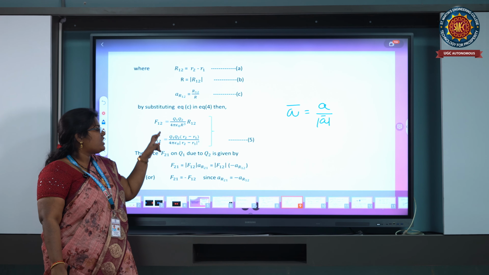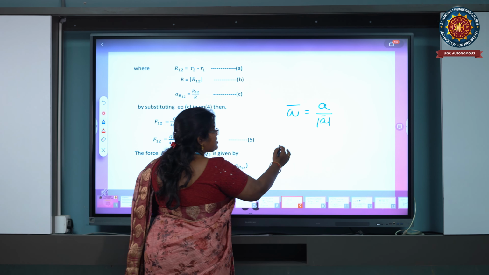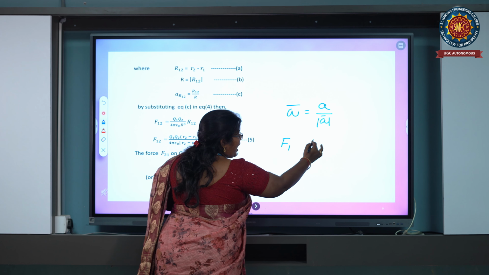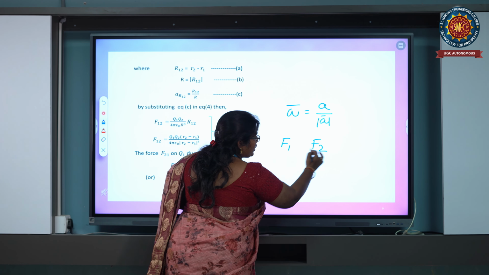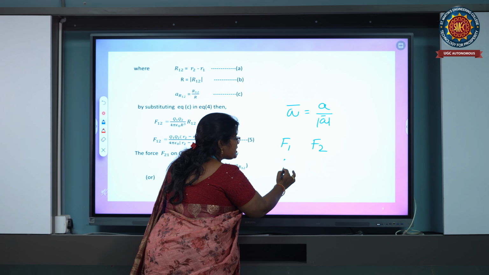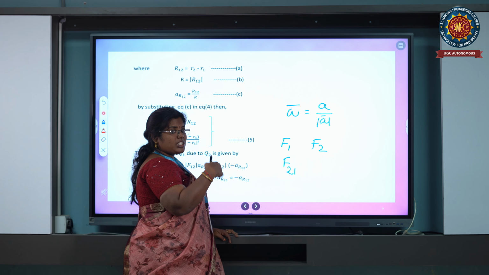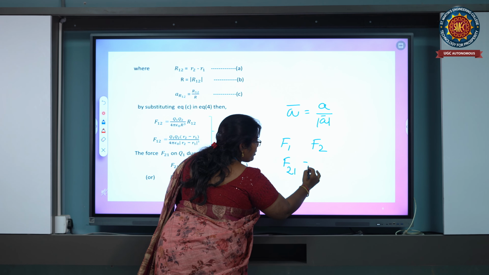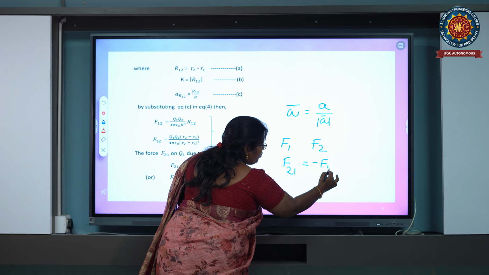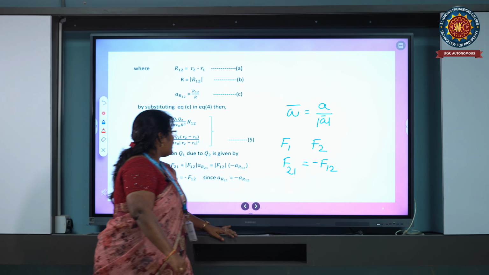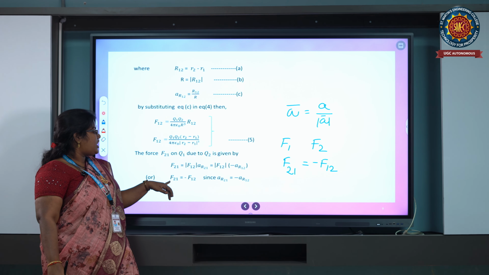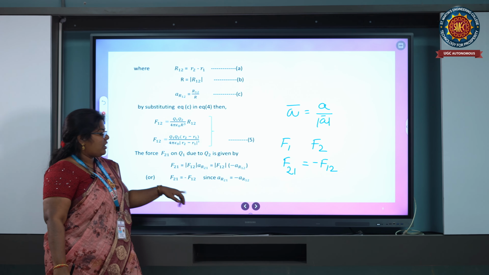Coulomb's law states that the force between two charges, F1 and F2, is directly proportional to F21 and, in the opposite direction, equal to minus F12. So the force of attraction between two charged particles occurs like this.